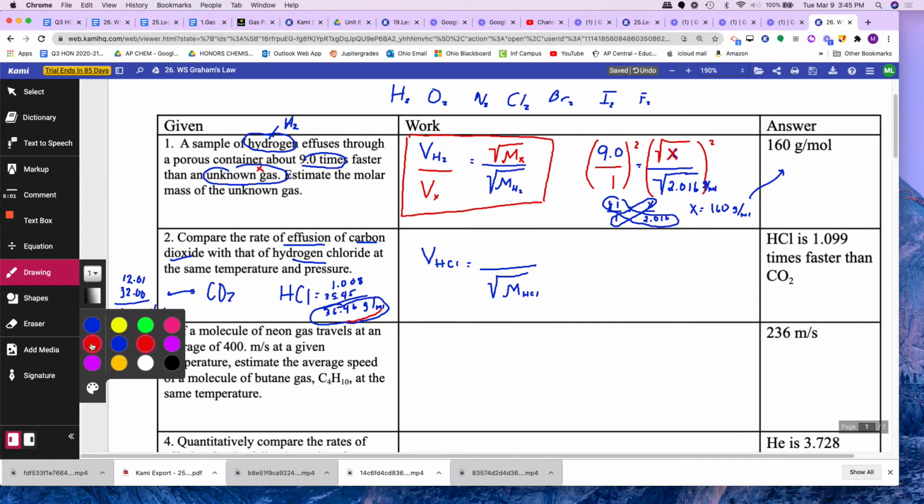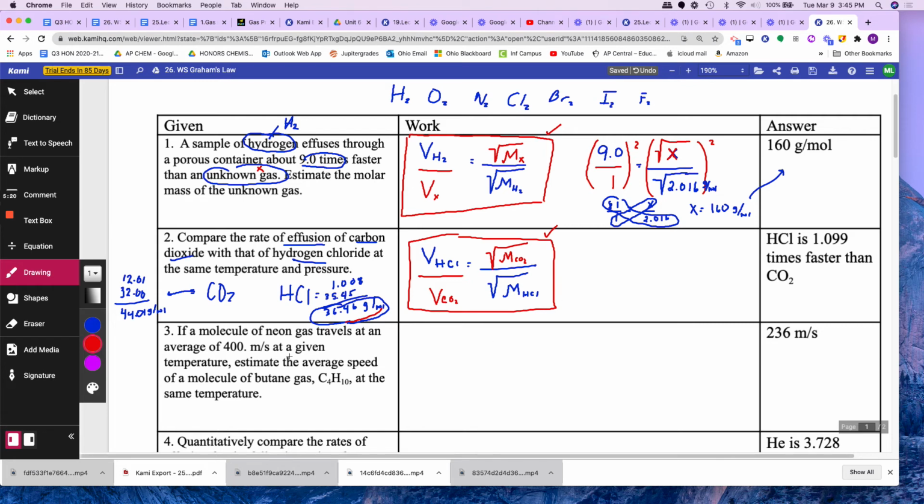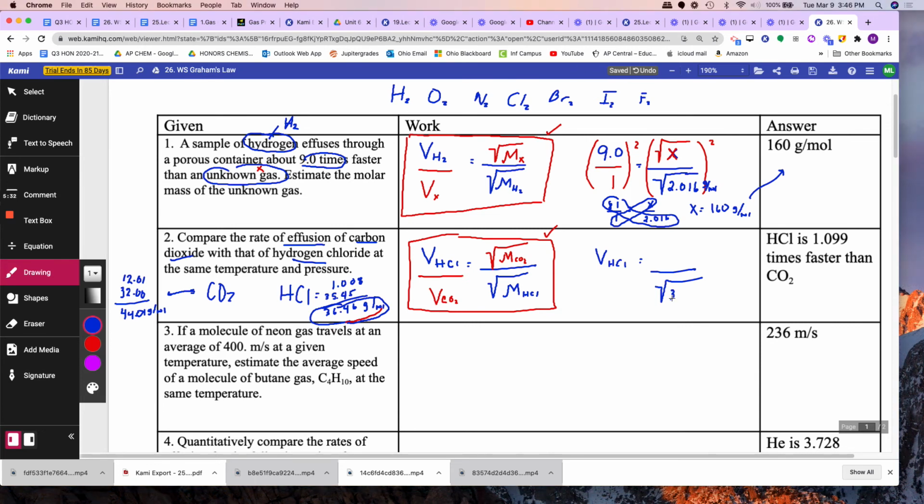Then putting the heavier one in the bottom, the velocity of CO2, which is heavier, is inversely proportional to the molar mass of the CO2. Okay, there's my formula. Again, I will not accept it without that. Then my plug-in: the velocity of HCl is unknown, but it's inversely proportional to the square root of 36.46 grams per mole. Then the velocity of CO2 is inversely proportional to 44.01 grams per mole. If you divide those, you're going to get 1.099.